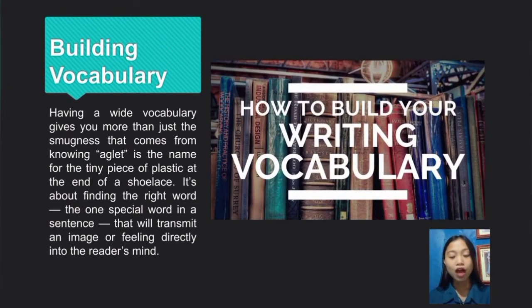And now, let's talk first about building vocabulary. Having a wide vocabulary gives you more than just the smugness that comes from knowing aglet is the name for the tiny piece of plastic at the end of the shoelace. It's about finding the right word, the one special word in a sentence, that will transmit an image or feeling directly into the reader's mind.